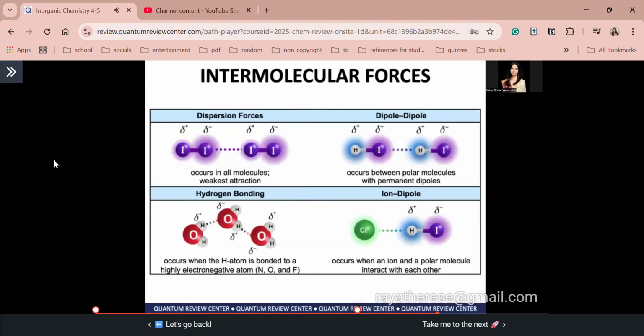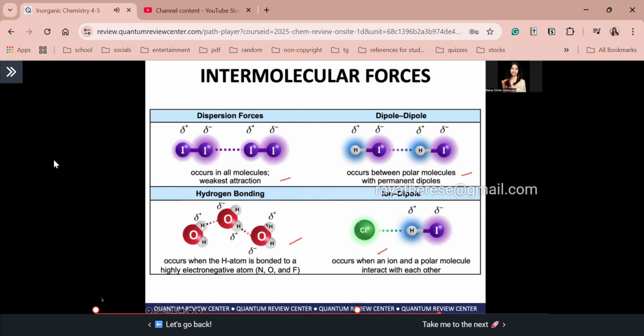So these are the 4 main types of intermolecular forces, namely the London dispersion forces, which occurs in all molecules and is the weakest attraction, the dipole-dipole forces, which occurs between polar molecules with permanent dipoles, hydrogen bonding, and ion-dipole forces. Okay guys, so Van der Waals forces is a general term used to define the attraction of intermolecular forces between molecules.